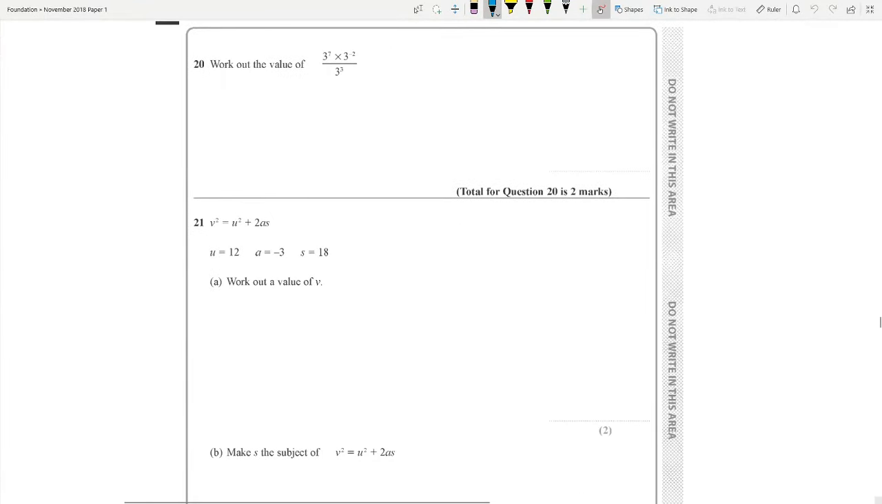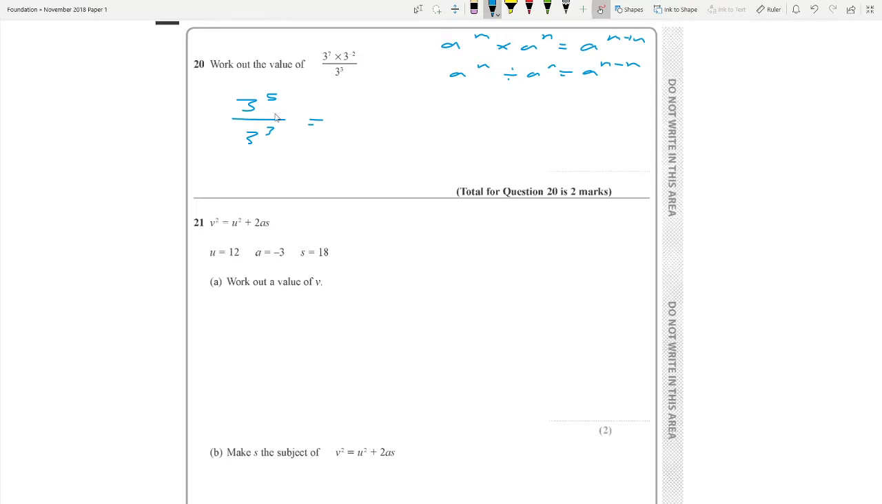Work out the value of 3 to the power of 7 times 3 to the negative 2, over 3 cubed. So here, the main thing to remember with powers: anything that has the same base number, when you're multiplying, you add the powers. So it's m add n, and when you're dividing, you don't add, you subtract the powers. So 3 to the power of 7 times 3 to the negative 2: 7 add negative 2 is the same as 7 take away 2, which is 5, over 3 cubed.